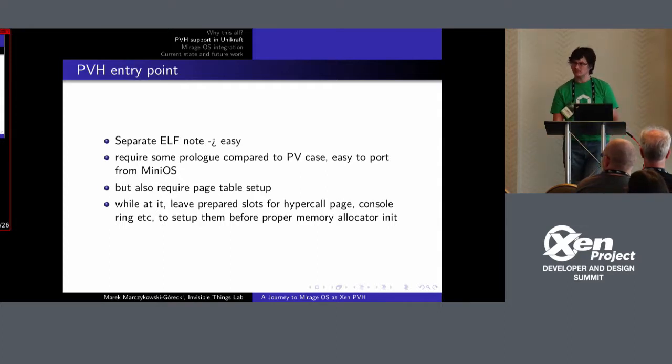The hypercall page is just RAM you need something to write into, so you need to know where it is to get Xen to write into it. The console and the store ring are prepared by the domain builder, so you have to read the HVM parameters to find out where they are, and read your own grant table, which is even more complicated because you've got to map the grant table first to find out where it is.